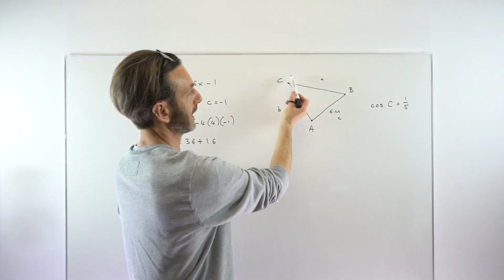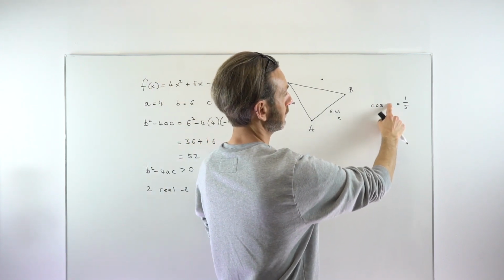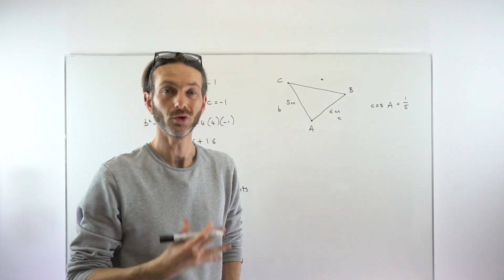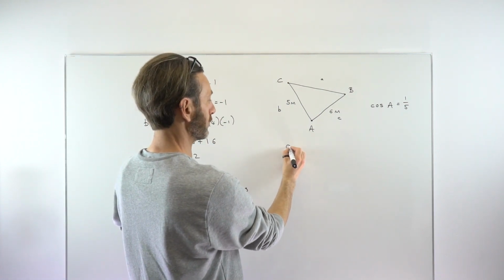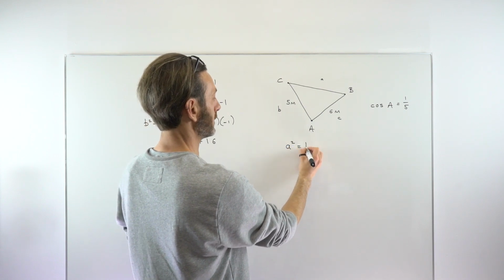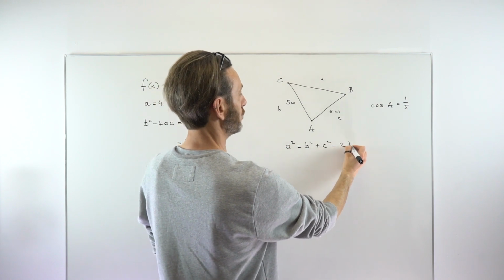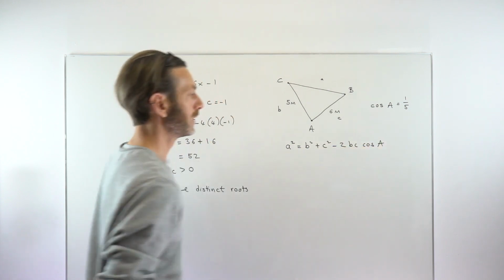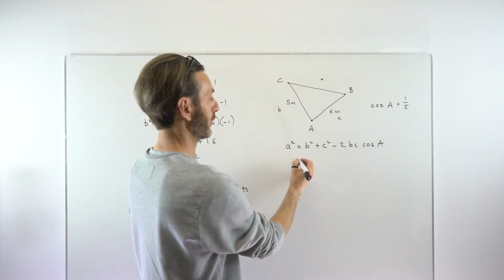It's little a that we're trying to find. That would also mean that we need to change this from being the cosine of c to being the cosine of a. So we're just basically lining everything up to put into the formula. The way the formula is presented on the formula sheet is a squared equals b squared plus c squared minus 2bc cos a. Okay, so everything's lined up. We can just put the numbers in and then crunch the numeracy.